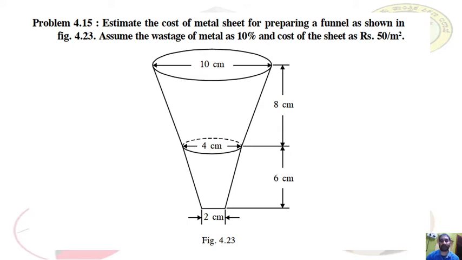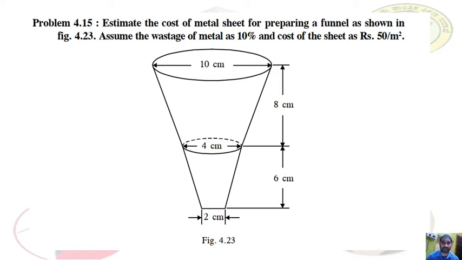Next, this funnel problem is also very important in the examination. You can see this kind of question in the question paper. Estimate the cost of the metal sheet for preparing a funnel as shown in the figure, assuming the wastage of material as 10% and the cost of the sheet is rupees 50 per meter square.